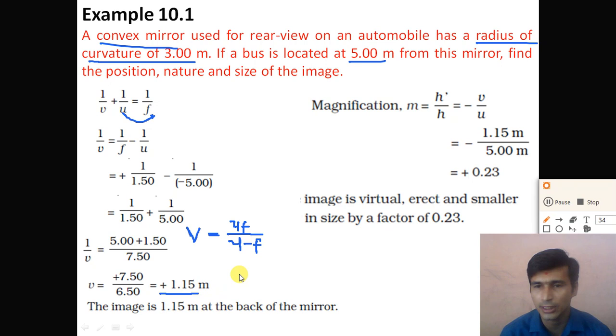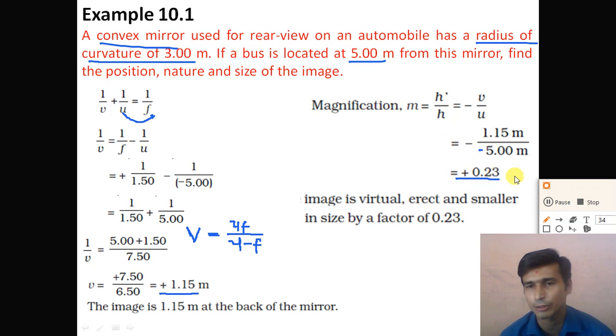Now, is the image smaller than the object or larger than the object? Here the image is formed on the back side of the mirror, so the nature of the image is virtual and erect. Now what is the magnification of the image? The magnification m is equal to h dash divided by h is equal to minus v divided by u. Here v is plus 1.15 meter and u is minus 5 meter.